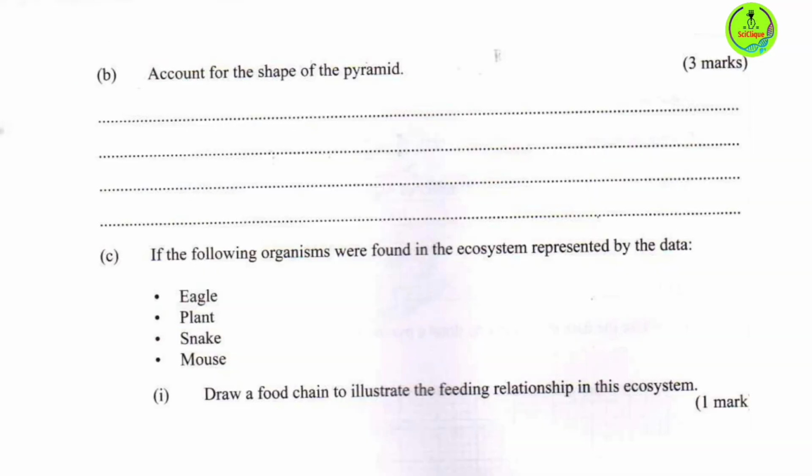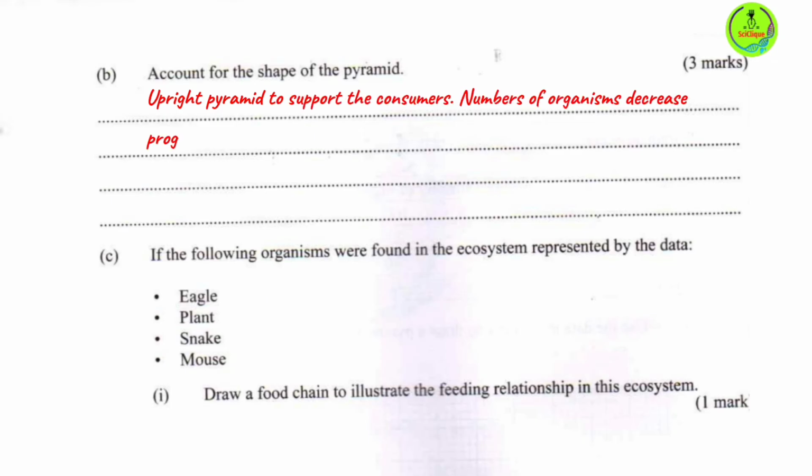Part B, account for the shape of the pyramid. So this is an upright pyramid, whereby the base is wide. So you're going to have the highest number of organisms being producers with the lower numbers being the consumers. This is important because it allows support of the consumers in terms of nutrients. So the numbers of organisms decrease progressively as you move from one trophic level to another.